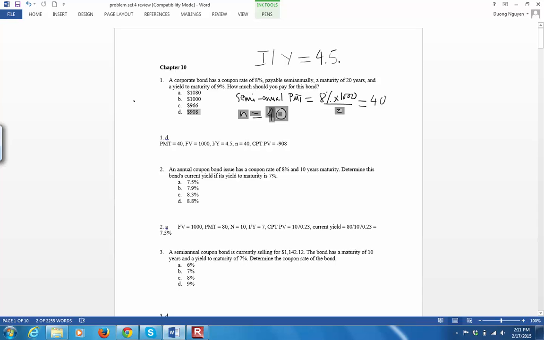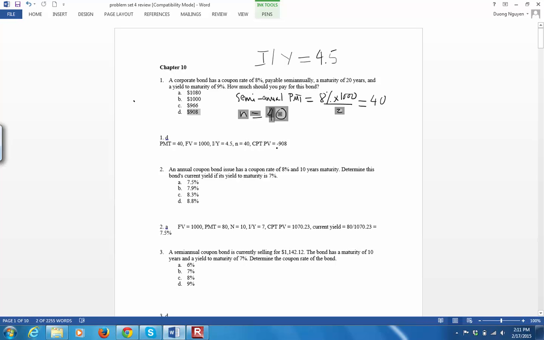Do not put 4.5%, because that will not give you the right answer. Use 4.5. Also, future value, which is the par value of a bond, is usually $1,000. The payment is equal to 40, for one coupon payment you receive 40. Future value is $1,000, interest rate 4.5, do not put percent. Number of payments is 40, and then you compute present value, you get 908.